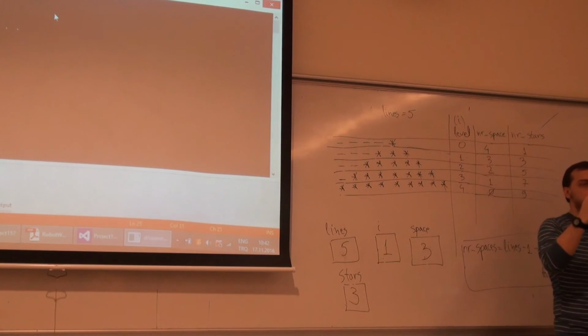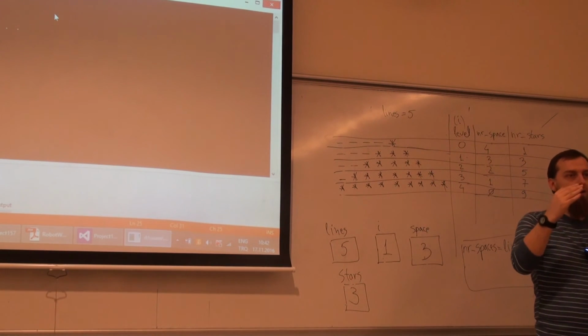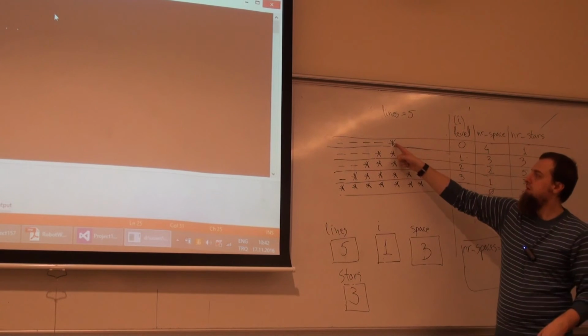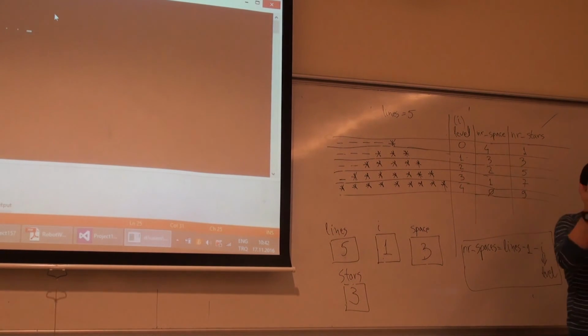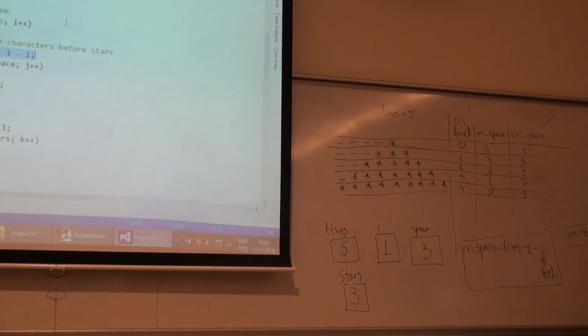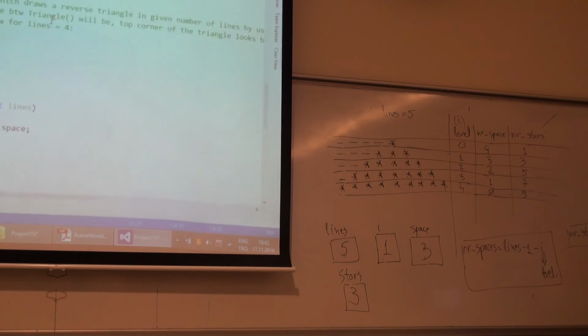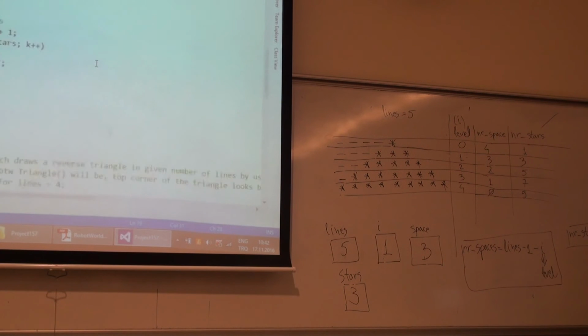So we should start from where? We started from level 0. Now we should start from level 4. Everything else is the same. So what should we do? We have another function called reverse triangle, and you see we have the same stuff: integer i, j, k, stars, and space. And we take the lines as a parameter. For the time being, let me copy paste this loop here that we already saw.